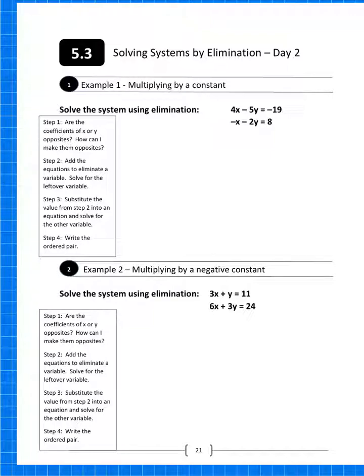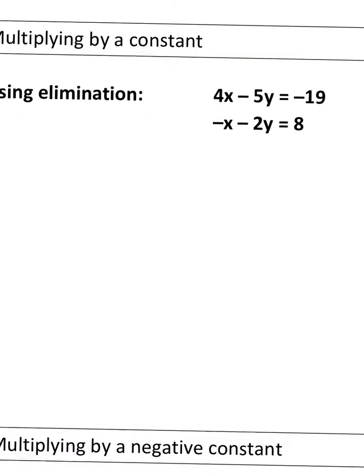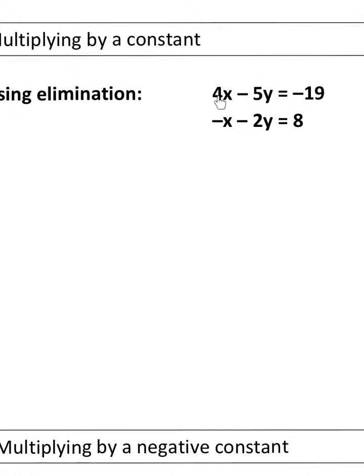So let's get started. Our first system is 4x minus 5y equals negative 19, and negative x minus 2y equals 8. So our terms are positive 4x, negative 5y, negative 19, negative x, negative 2y, and 8. Now I don't have any opposite terms, but if I look at my x terms, I do have opposite signs. I've got a positive 4x and a negative x. So the easiest thing to do would be to take this negative x and turn it into a negative 4x. And I can do that using the distributive property here.